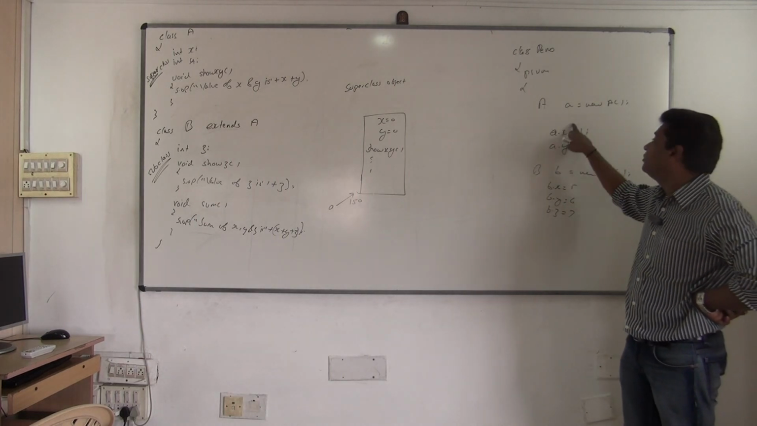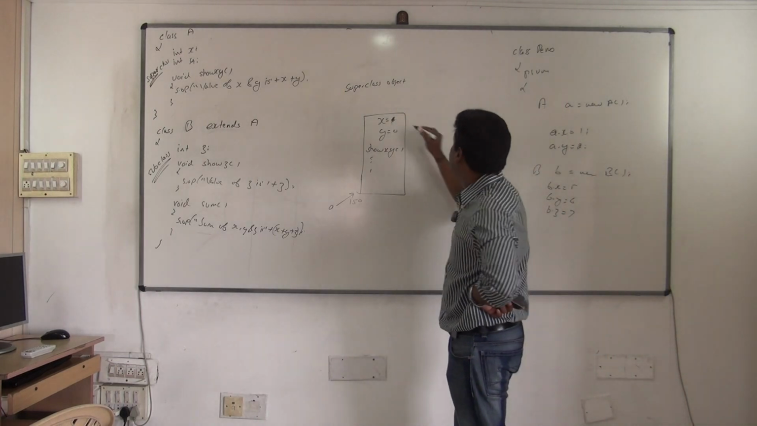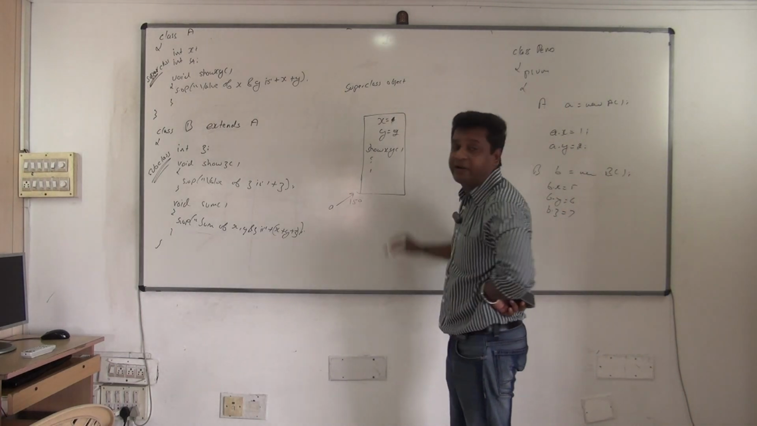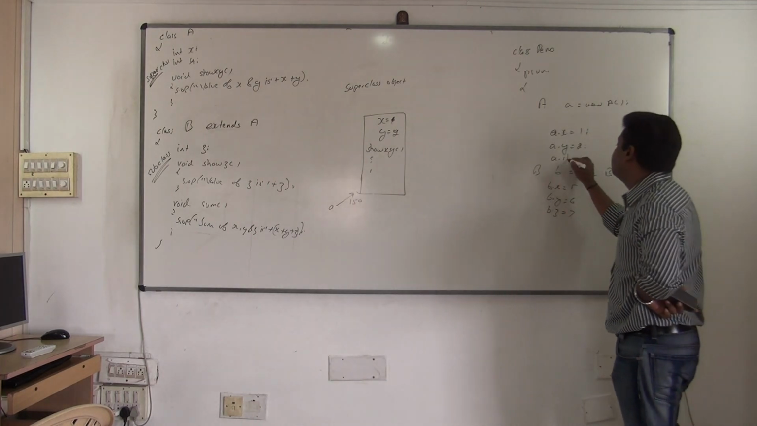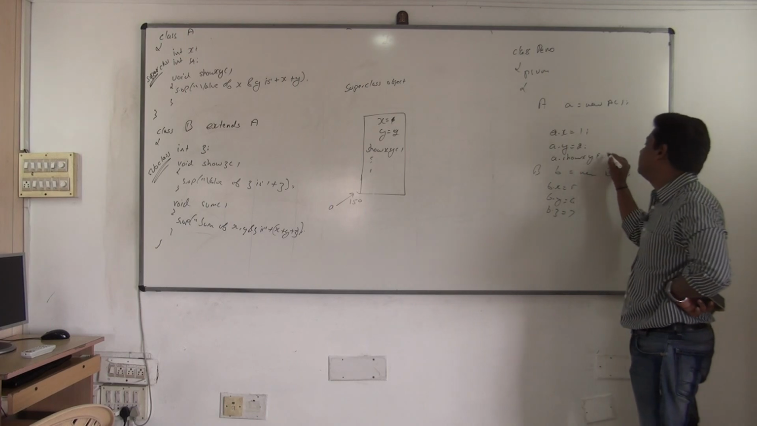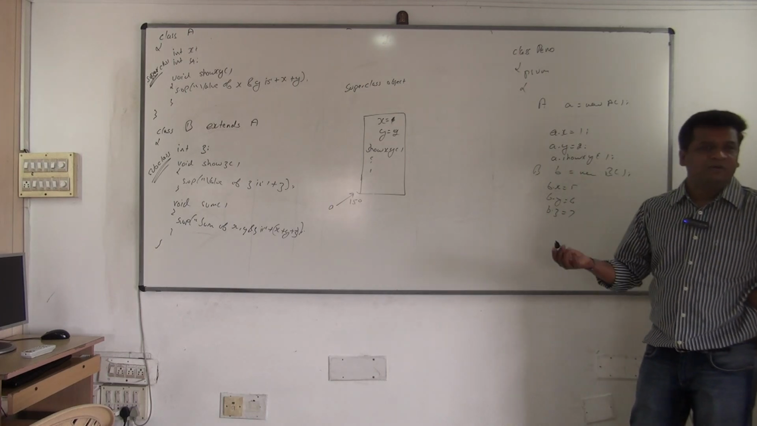Okay. So now what will I do? A dot x is equal to 1. It overwrites. A dot y is equal to 2. It also overwrites. Initially it was 0. Now I can call the method A dot show xy. Fine. Everything works. It will print what? 1 and 2, whatever it is.